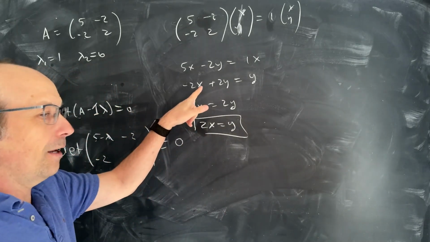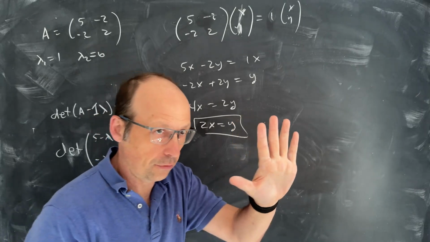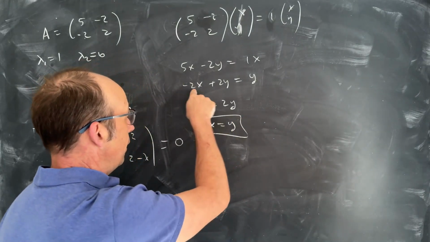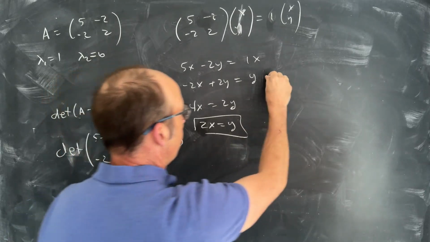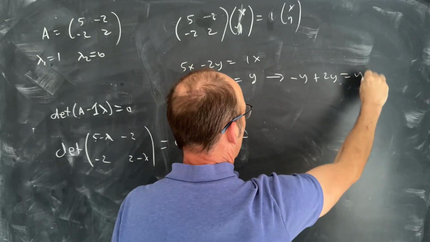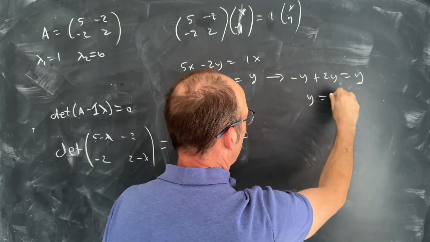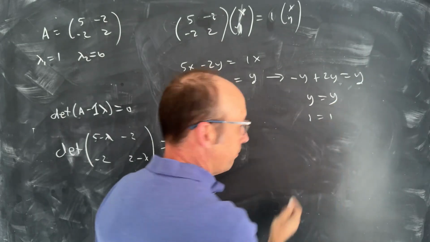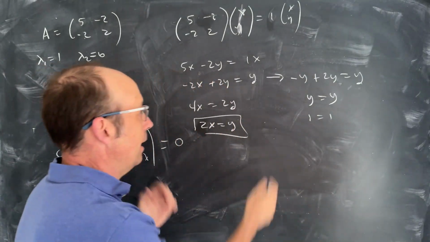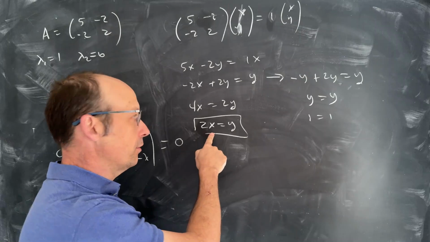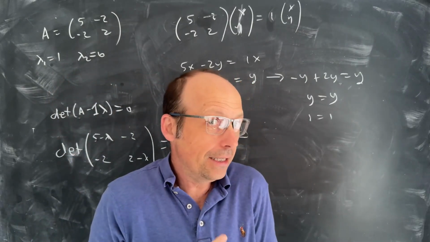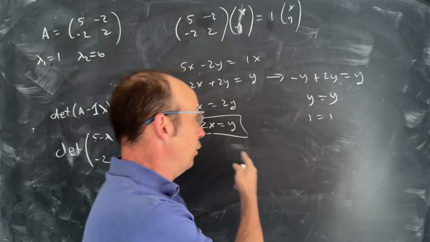Now, if I plug that in up here, I want to show you that it doesn't work. I get negative 2x is going to be negative y, so this becomes negative y plus 2y equals y. So I get y equals y, or 1 equals 1. See, it doesn't really tell me anything great there, so I don't get an extra thing from that. This doesn't tell me the whole solution, but it does tell me the relationship between x and y. Any x and y that satisfies this will work.